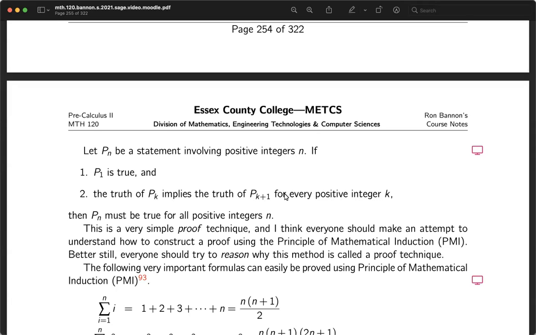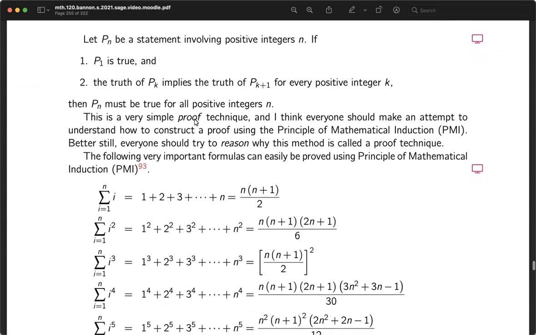And this is the tough part for students to get. Why would we do this? The point is, if P(1) is true, and I can show that P(k) leads to P(k+1), what am I doing? I'm showing 1 would lead to 2, and then 2 would lead to 3, then 3 would lead to 4, then 4 would lead to 5, and so forth. So again, it's a simple proof technique.